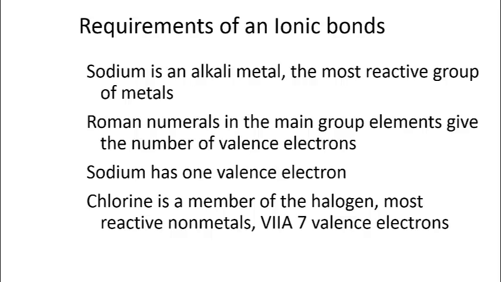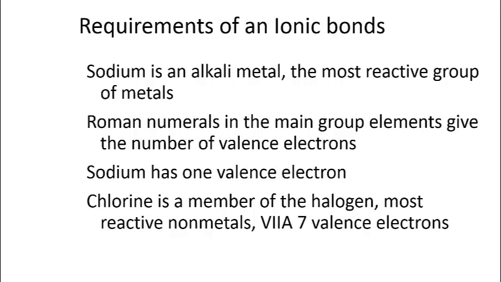Chlorine is a member of the halogen family. The halogen family is the most reactive group of nonmetals, and they are group 7A on the periodic table. It therefore follows that chlorine has 7 valence electrons and a total of 17 electrons since its atomic number Z is equal to 17.